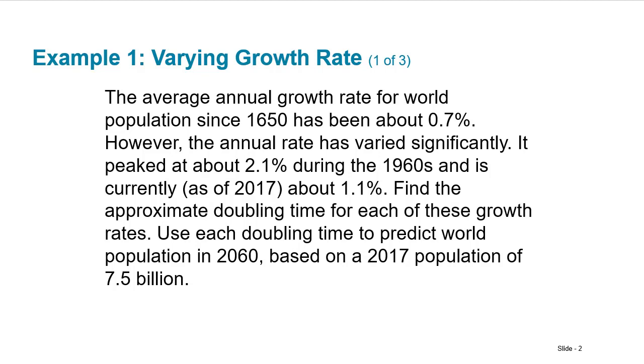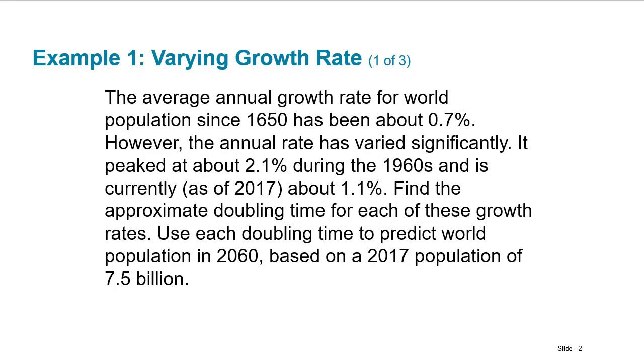The average annual growth rate for world population since 1650 has been about 0.7%. However, the annual rate has varied significantly. It peaked at about 2.1% during the 60s and is currently, as of 2017, about 1.1%. I believe in 2020 it's gone down even more. I think these last couple of years have seen some of our lowest growth rates in a long time.